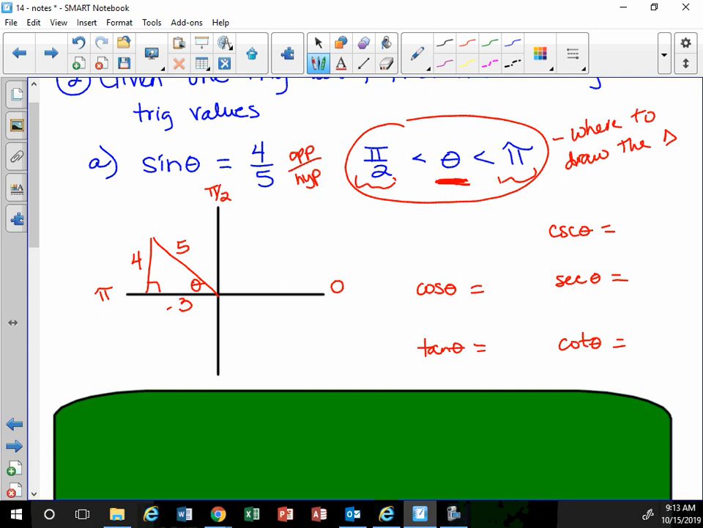How about negative 3/5 for cosine? What's tangent? -4/3, good. Cosecant. 5/4. What about secant? And cotangent. 3/4, okay.